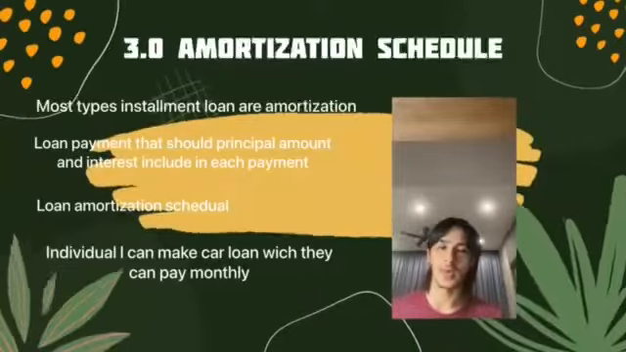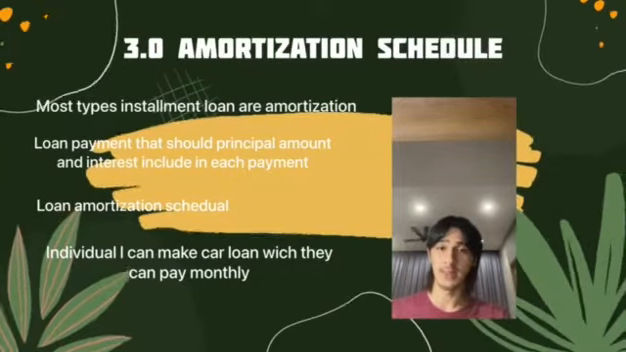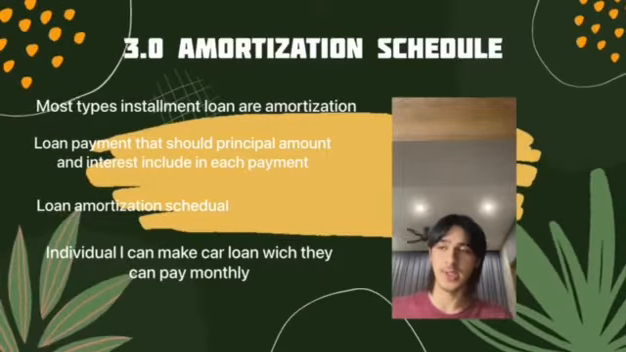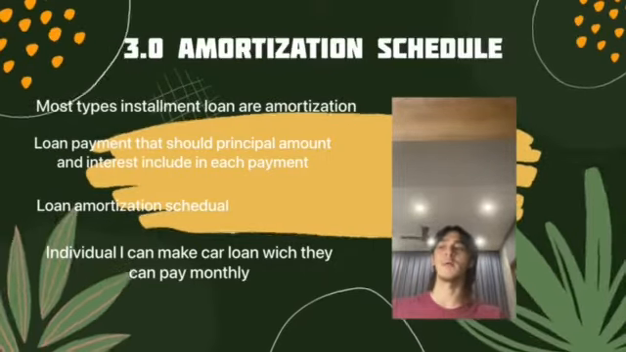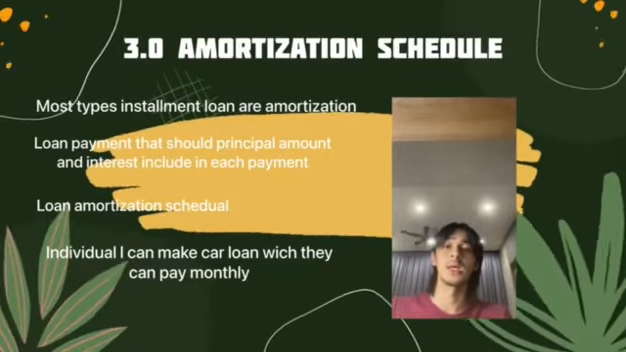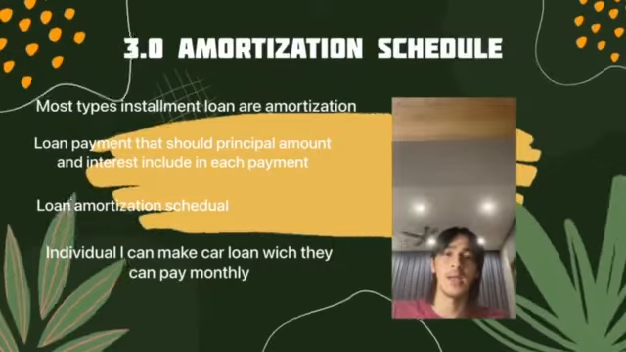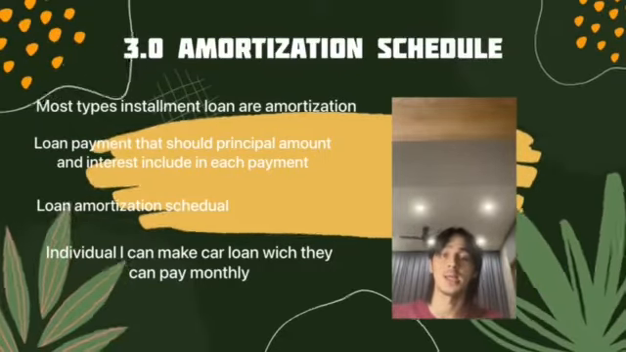Today I would like to talk about the definition of amortization. Amortization is the process of paying off debt over time in regular installments of interest. For example, an individual can take a car loan which they pay monthly and not in one big sum, over either 5, 7 or 9 years.